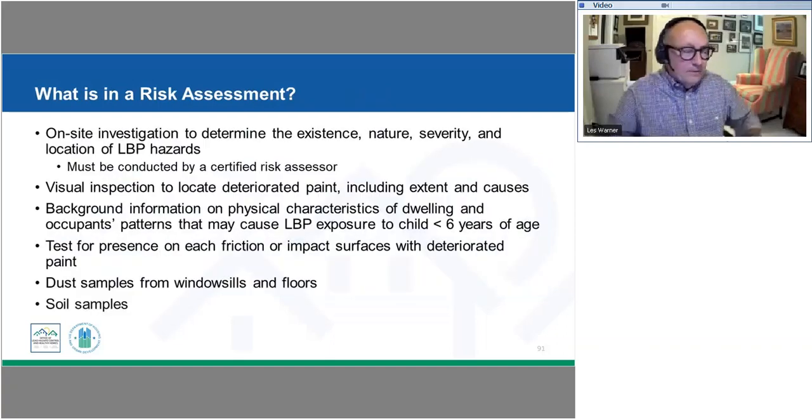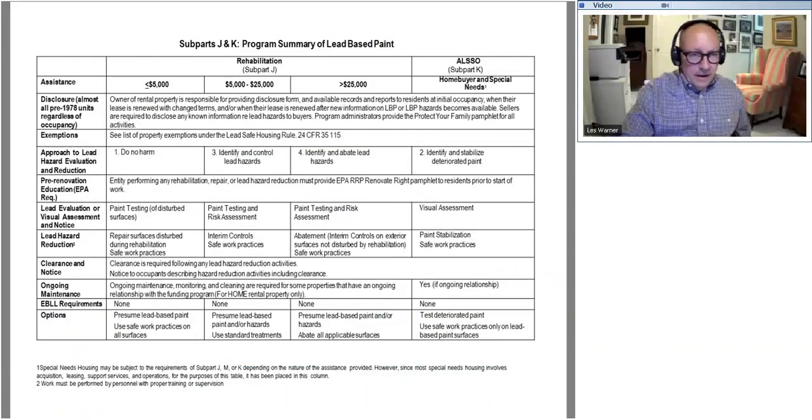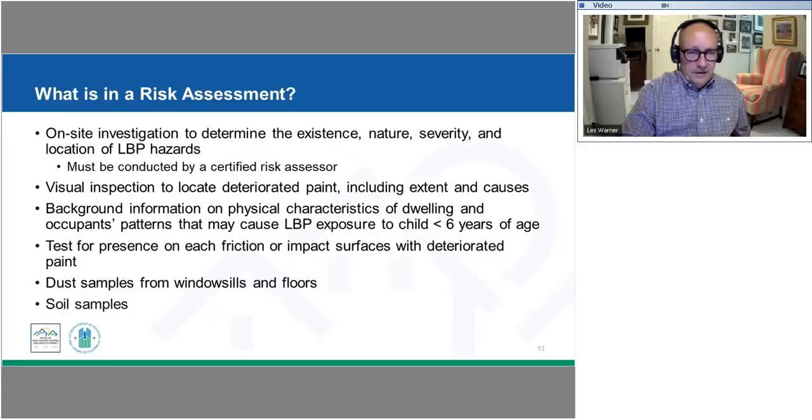So let's talk a little bit about what a risk assessment is, and I'll just flip back to the summary chart that we've looked at a couple of times, where we talked about the different levels of testing. If we were under $5,000, we'd be looking at paint testing just on the disturbed surfaces. But anything at $5,000 or above, we're going to be doing paint testing and risk assessment. So let's talk about what that risk assessment is.